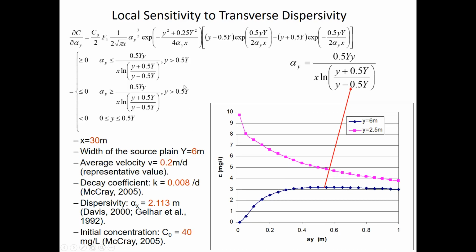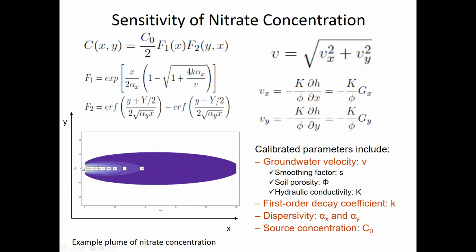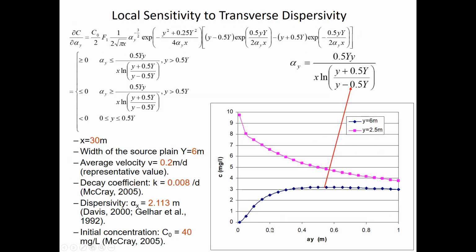And then for the transverse dispersivity, things are a little bit crazy. You see here, for the location near the center of the plume, so here you have this source plane, and then this is the center of the plume. You have a location near the center of the plume and far away from the center of the plume. If you increase your transverse dispersivity, near the center of the plume the concentration is actually going to decrease, but far away from the center of the plume, your concentration is actually going to increase.